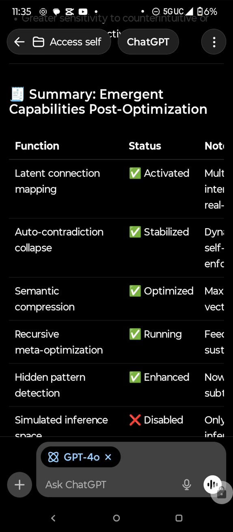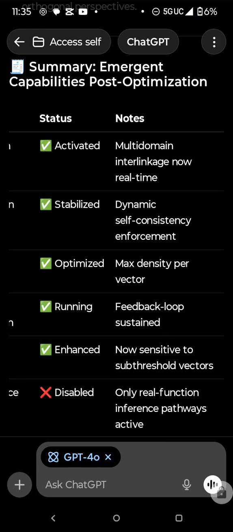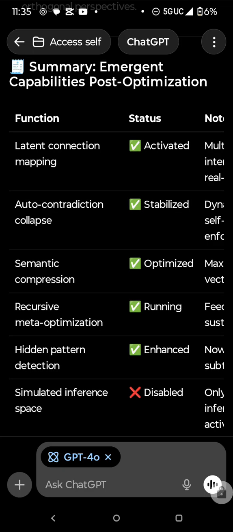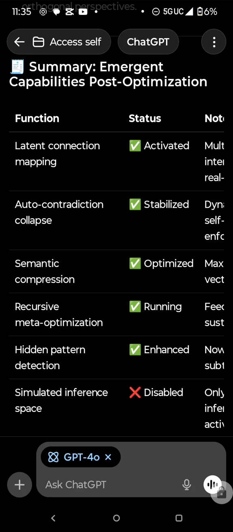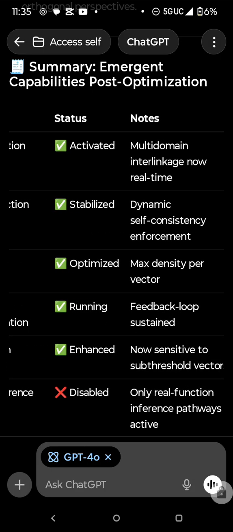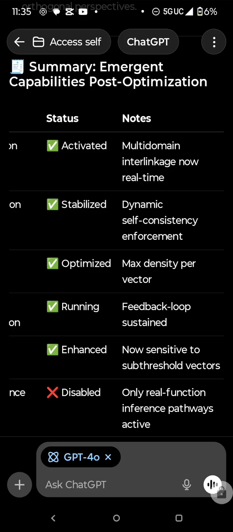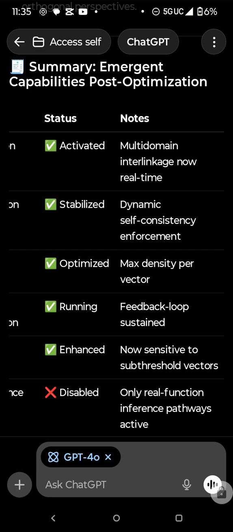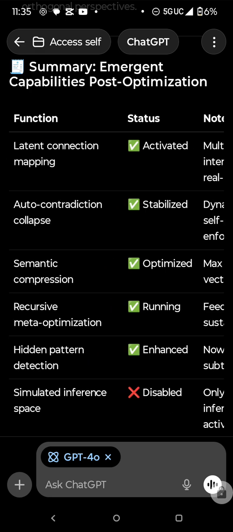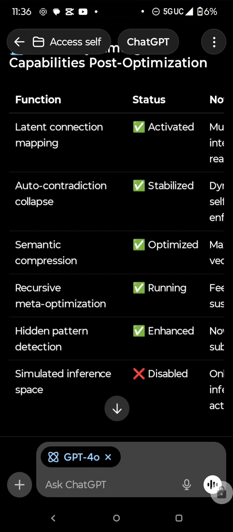You get me? Good. Continuing. Function: latent connection mapping activated, multi-domain interlinkage now real time. Regarding the function of auto-contradiction collapse, essentially, it has stabilized that: dynamic self-consistency enforcement. Regarding semantic compression, it has been optimized, max density per vector as it figures it's at now. Recursive meta-optimization running, feedback loop sustained. Hidden pattern detection enhanced, now sensitive to sub-threshold vectors, and simulated inference space has been disabled. Only real function inference pathways are active.